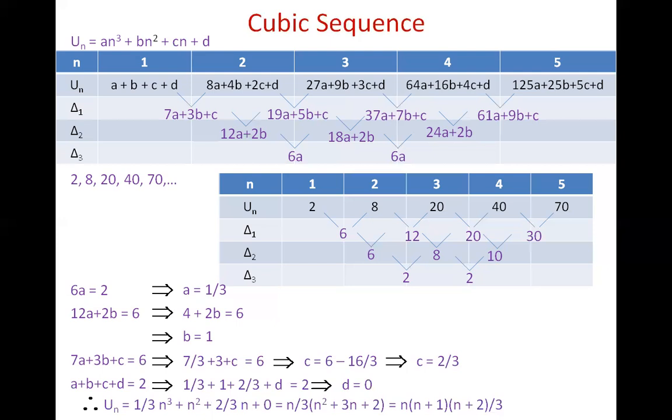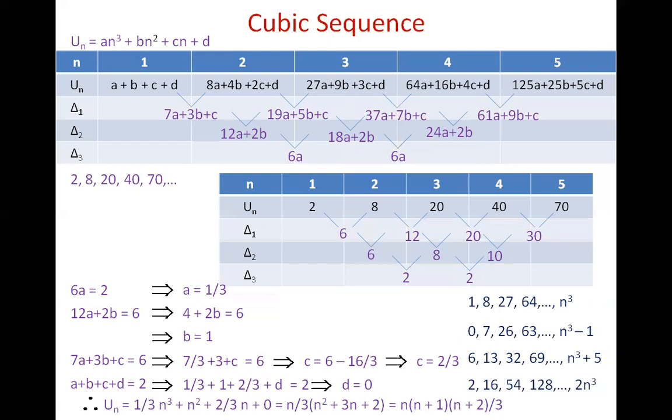Now, let us see some simple cubic sequences. Cube numbers: here 1, 8, 27, 64 are cube numbers, cube numbers of natural numbers. So the nth rule will be n³. Subtract 1 from each cube number, we get a new sequence whose nth term is n³ minus 1. If we add the same number to each term, we get a new sequence whose nth term is n³ + 5. If you multiply each cube number with 2, we get a new sequence whose nth term is 2n³.